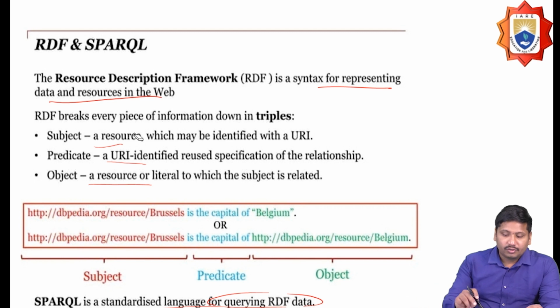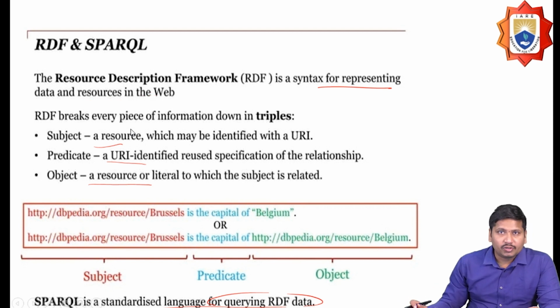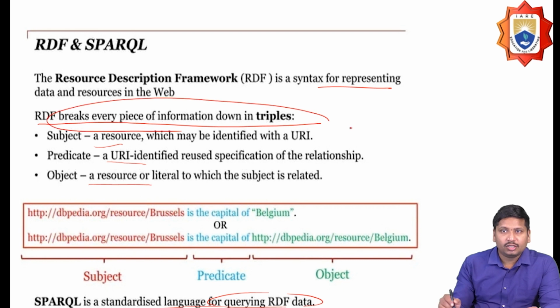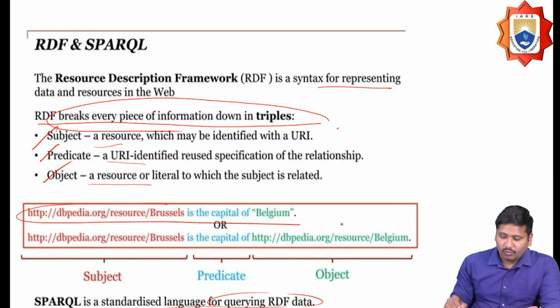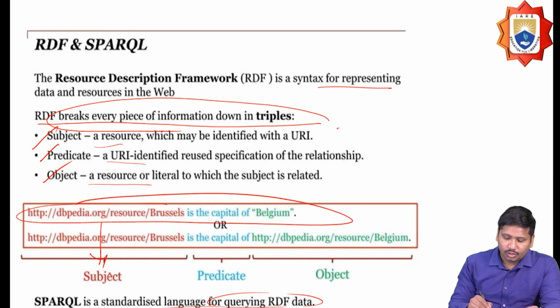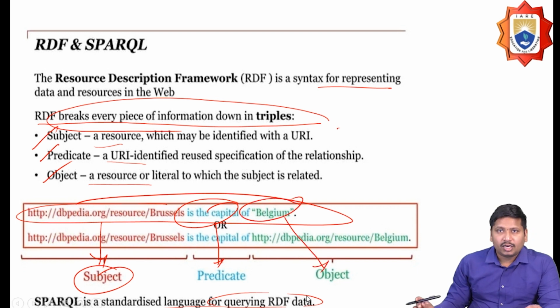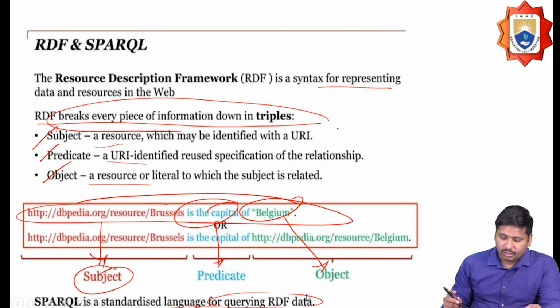So what do we have to make use of in RDF, the Resource Description Framework, which is the syntax for representing data and resources on the web? Just now I said that RDF breaks information into triplets: subject, predicate, and object. If I take any one URL, the red color points out the subject, blue color points out the predicate, and green color points out the object. Like this, we can split the URL into different parts.